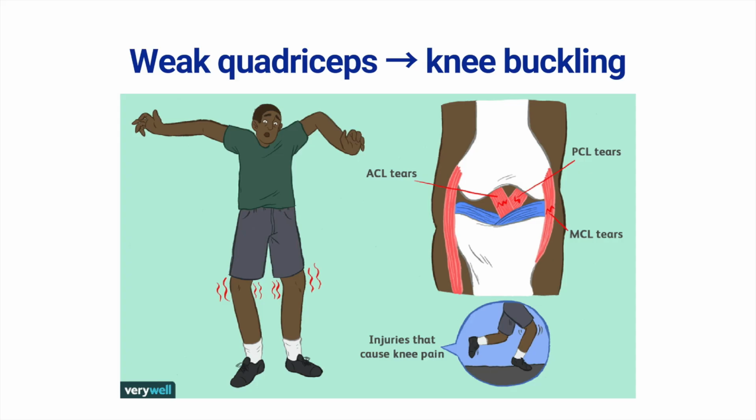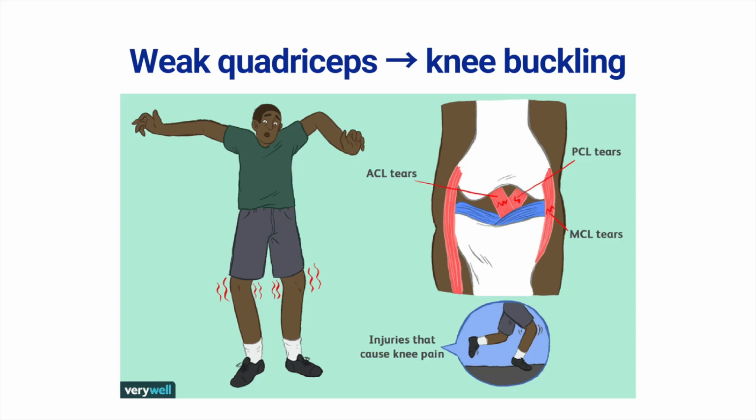Next, we will discuss knee buckling, which commonly occurs due to weakness of the quadriceps muscle. The quadriceps play a critical role in controlling knee extension during stance. When these muscles are weak or unable to activate effectively, the knee may collapse or give way under body weight. This phenomenon, known as knee buckling, is most evident during the stance phase of gait, when the knee is required to support the body and prevent collapse.